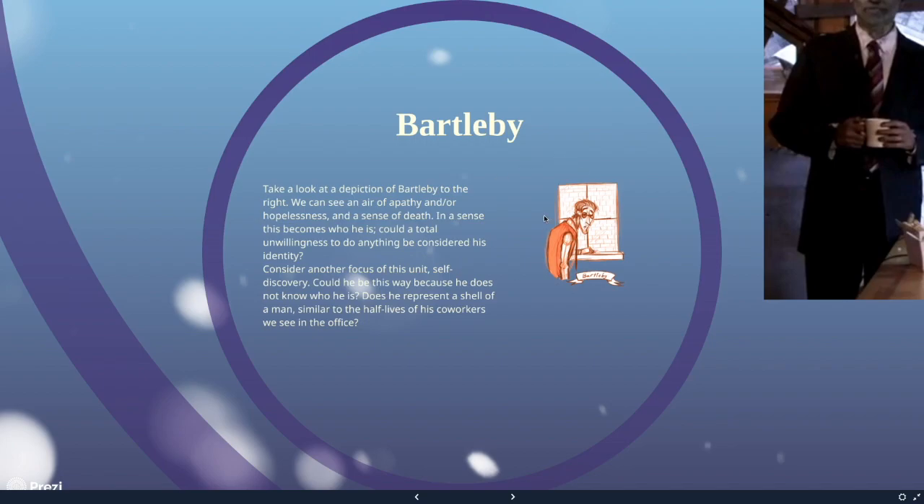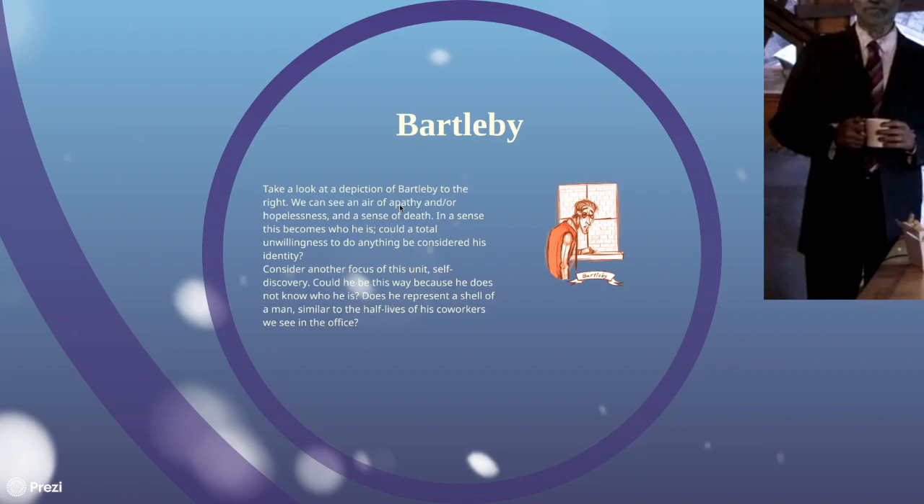So here, let's dive into Bartleby a little bit more. Take a look at the depiction of Bartleby to the right. We can see an air of apathy and or hopelessness and a sense of death. A sense of this becomes who he is. Could a total unwillingness to do anything be considered his identity? So taking a look at identity. What is Bartleby's identity? Is it possible that because he has no identity, this is the way he acts? That's something to consider. Maybe we'll talk about it in the discussion.